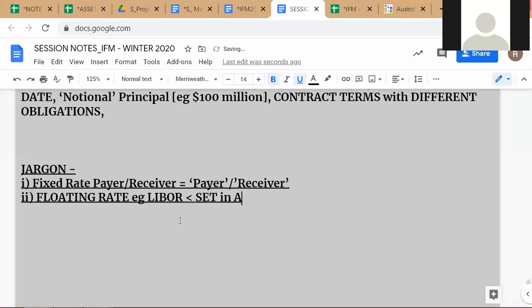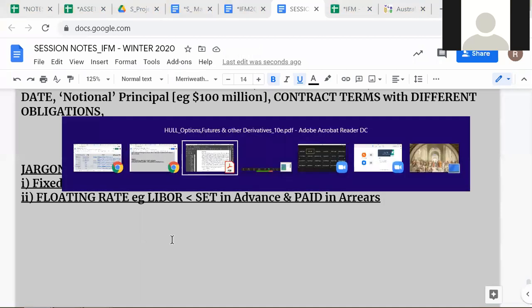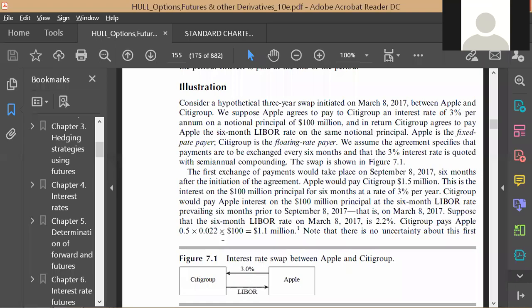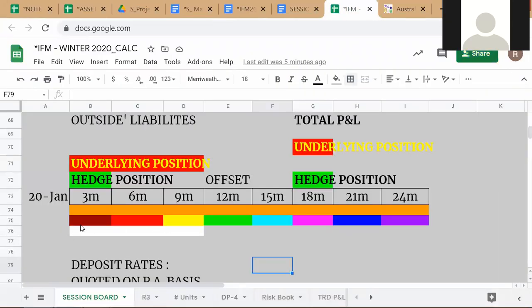Okay, we say this is set in advance and paid in what we call arrears. So the term that we use is set in advance and paid in arrears, which is a fancy term for what you already know happens: when you have any kind of interest payment, it is always set in advance and paid in arrears. So you see the interest rate for the period in advance, but you don't get that return until the end of the period. It's a fancy term for that.